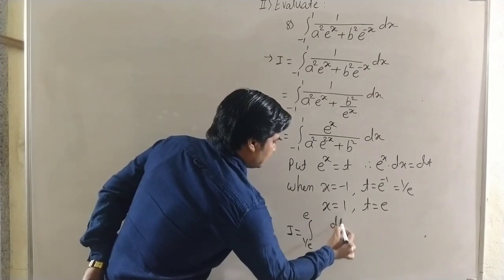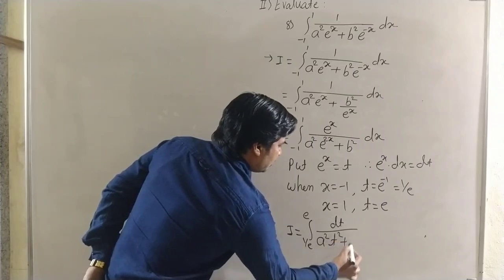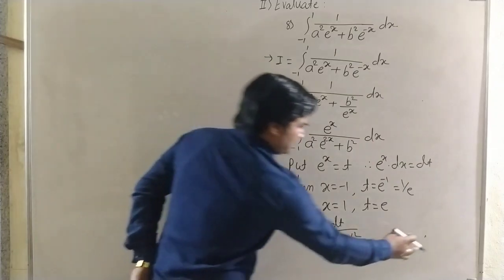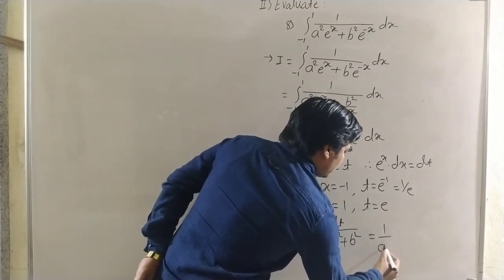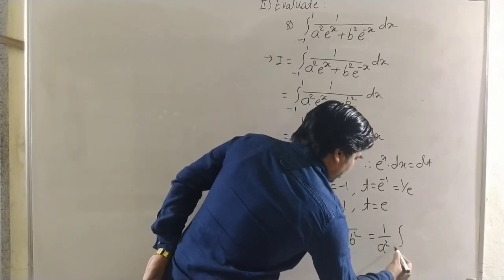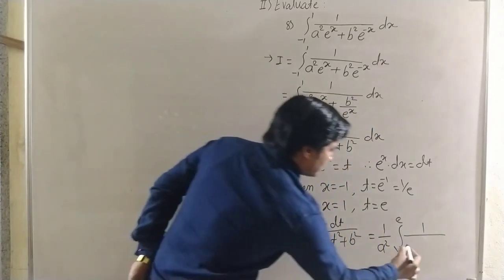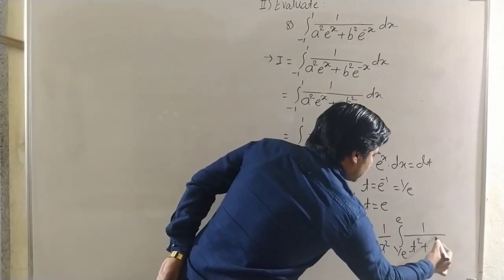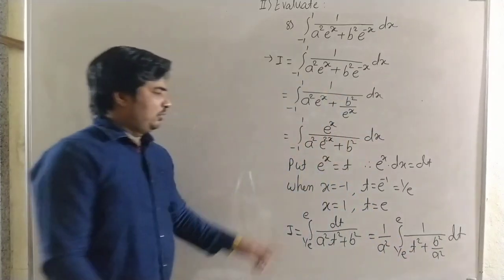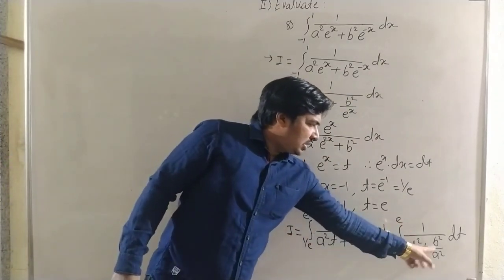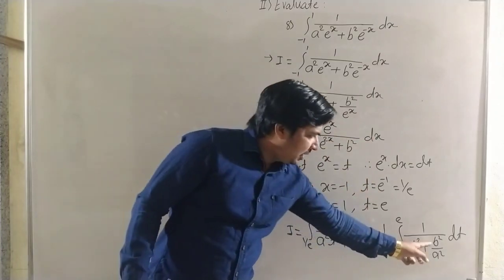It is dt upon a square t square plus b square. Now here we take a square common, then the integral becomes 1 by a square into the integral, limit 1 by e to e, of 1 upon t square plus b square upon a square, dt. This is the special integral 1 upon x square plus a square, and its integral is 1 by a tan inverse x by a, where the value of a is b by a.